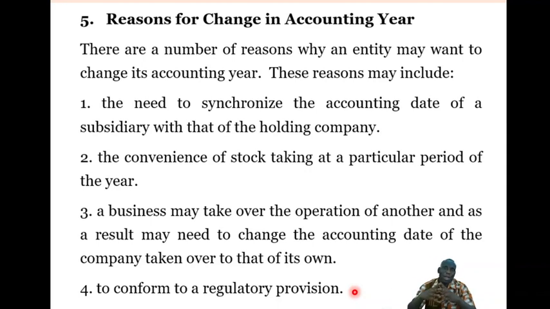So one of the reasons why an entity may want to change is that they want to make sure the two accounting dates harmonize. Okay, and that's a genuine reason. Number 2, sometimes for the convenience of stock taking at a particular period of the year. Maybe taking stock in December is not comfortable for them, and it will be better if they shift it to September. So that's why they may want to change their accounting year.